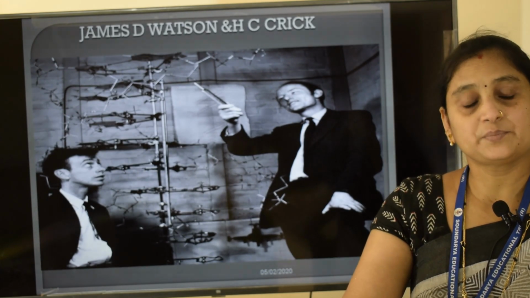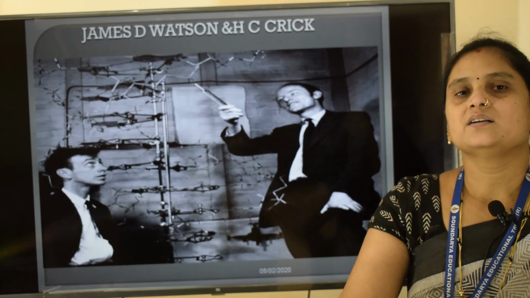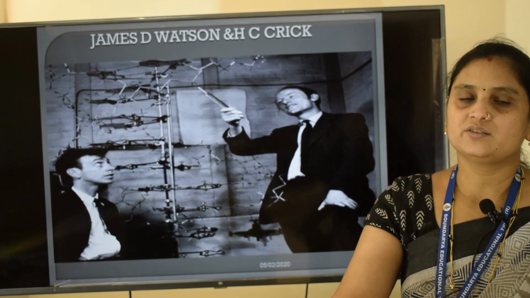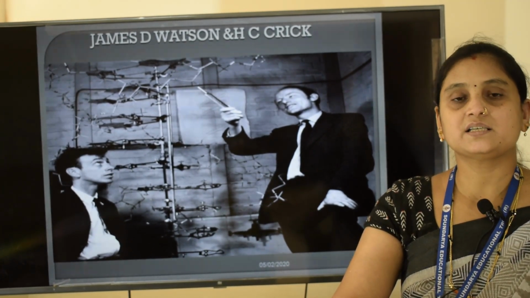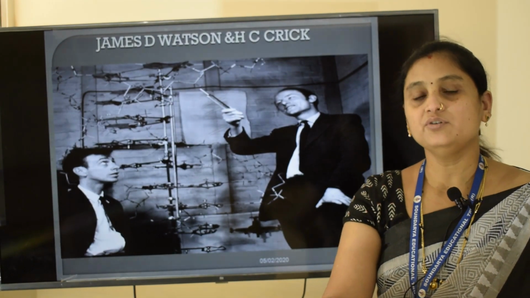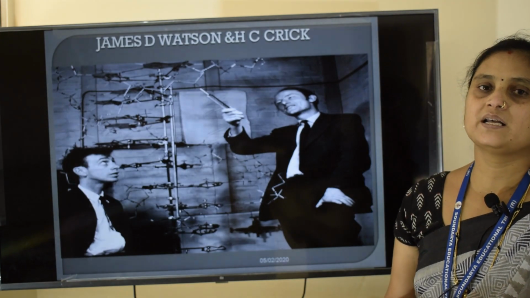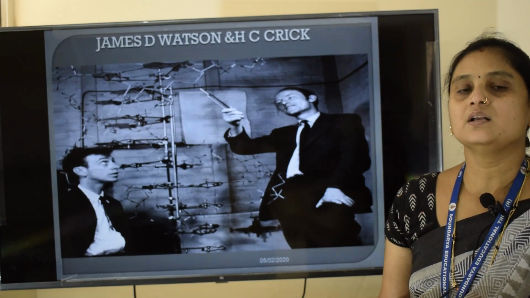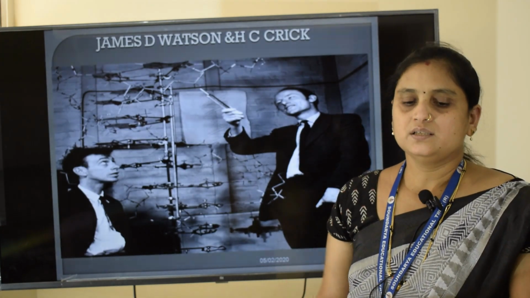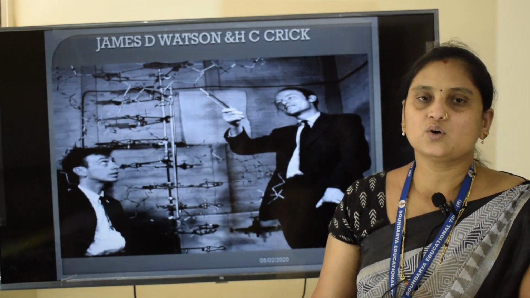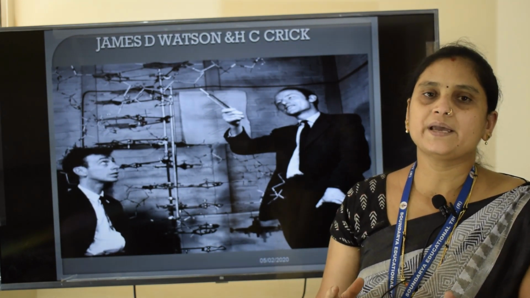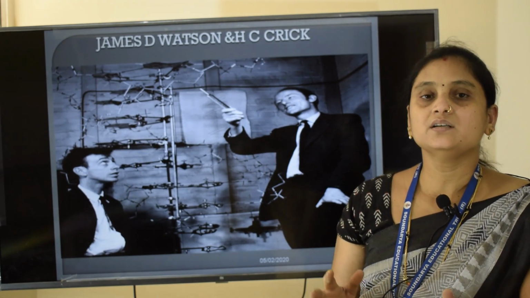So before going to today's topic, I want to recall once again the previous class, the double helix structure of DNA, as it is very important for your board examination as well as the CET and NEET examinations. I want to recall it because each point in the DNA double helix structure needs your focus, as there are certain areas on which CET questions are expected. So let me start one by one.